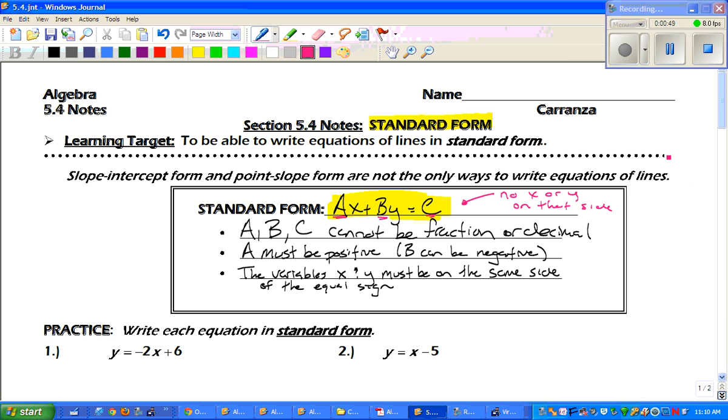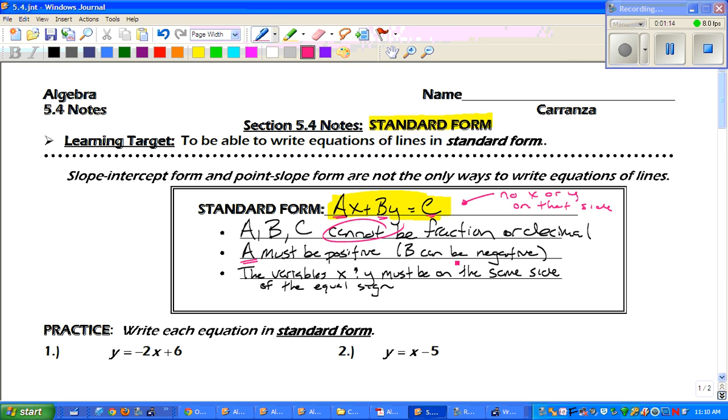Now, a couple of rules about those numbers. A, B, and C cannot be fractions. A must be positive. B can be negative, that's okay. And the variables x and y must be on the same side of the equal sign. So we have a couple of different rules that we have to follow here.